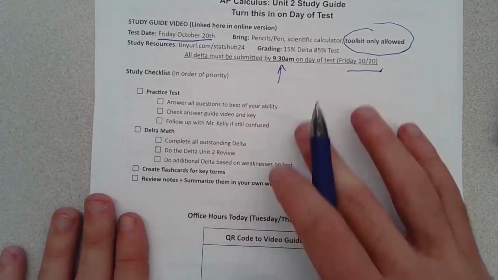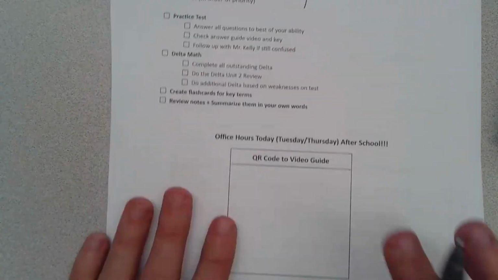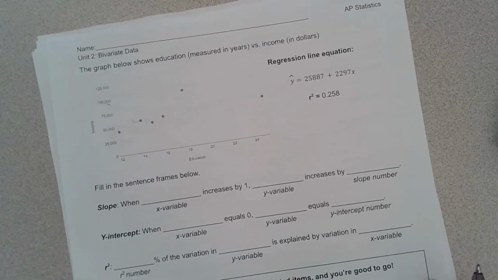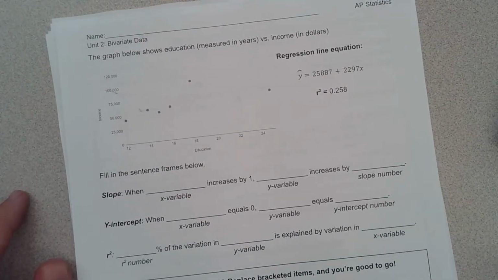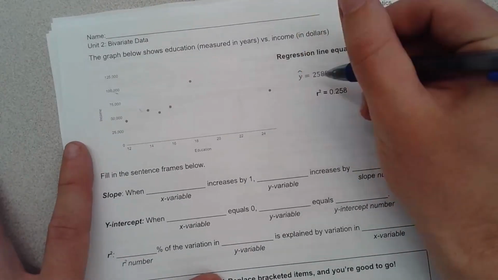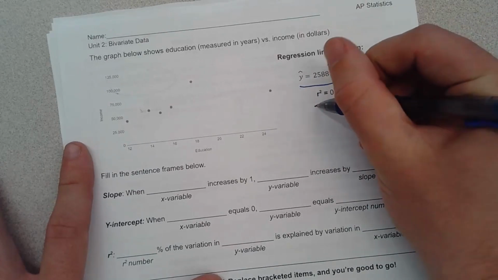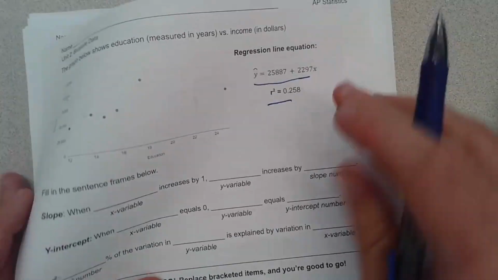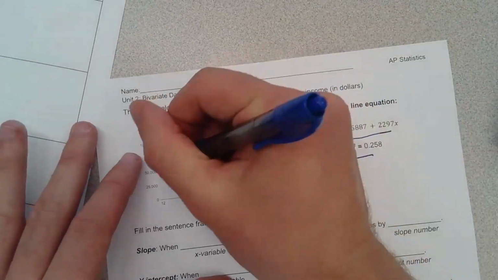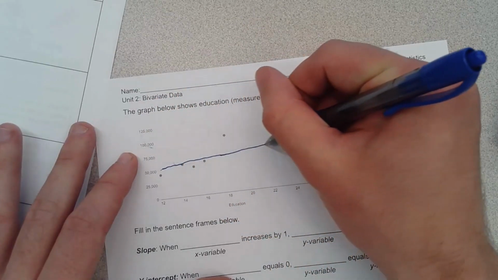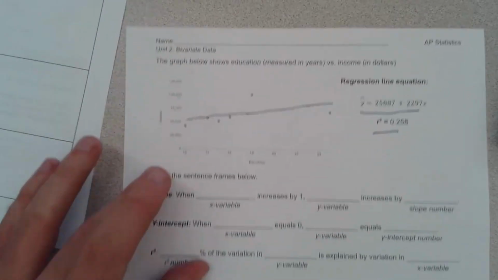This is just like a checklist of things that you should do. And it'll be a majority of the video here. Okay, let's get started. The graph below shows education measured in years versus income in dollars. We have a regression equation here. We have our R-squared value. Let me highlight that line going through here.